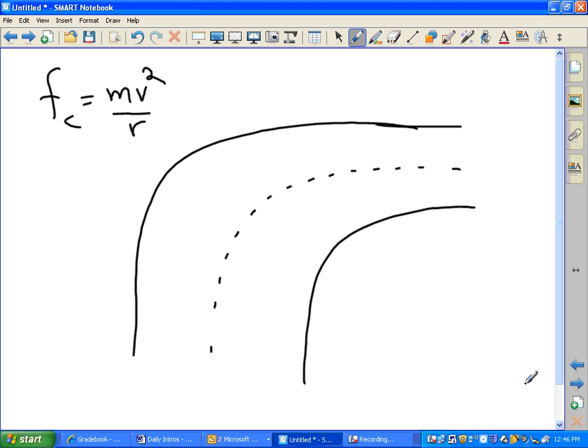And of those three variables, which one will have the greatest effect? Why slowing down, Carson? Because it's squared. So for each part you get smaller, it actually has the greatest effect of anything. Cutting your speed in half does 4 times the effect, whereas cutting your radius in half, or doubling your radius, only cuts the force in half. So what that means is you guys all should slow down. You drive way too fast, okay? Slow down.